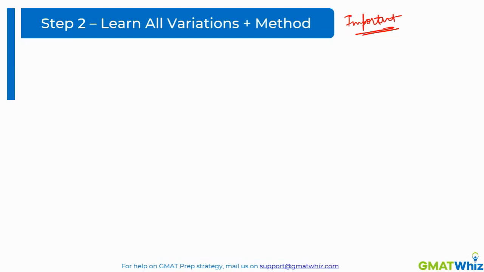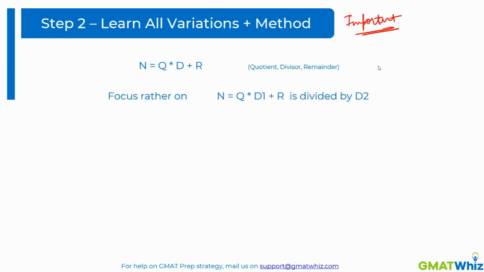Now let me give you an example, guys, to understand this. I was talking about divisibility. You know the divisibility rule. You also learned the concept that a number is basically quotient times divisor plus remainder. Let's say you learn this concept in the divisibility topic. Now there are multiple ways in which it is tested. For example, instead of focusing on this as a rule, focus on this: n is equal to q times d1 plus r, and it is divided by d2.